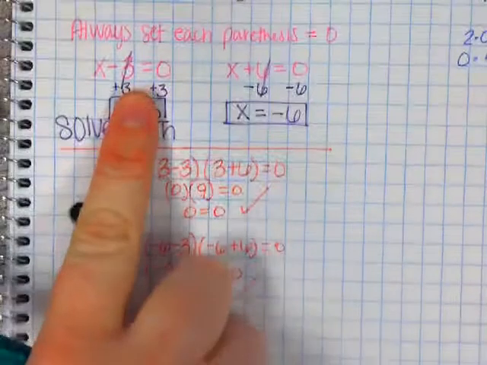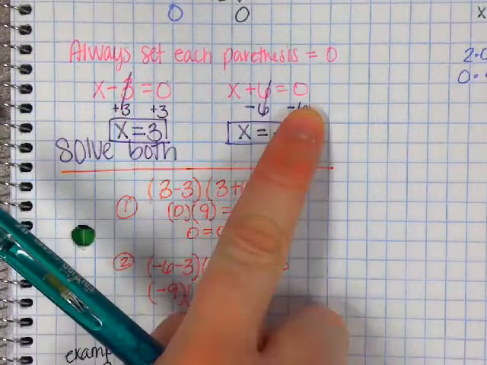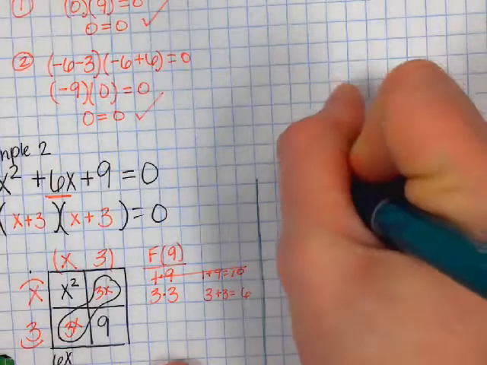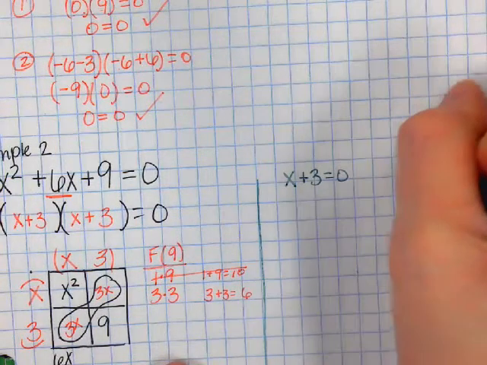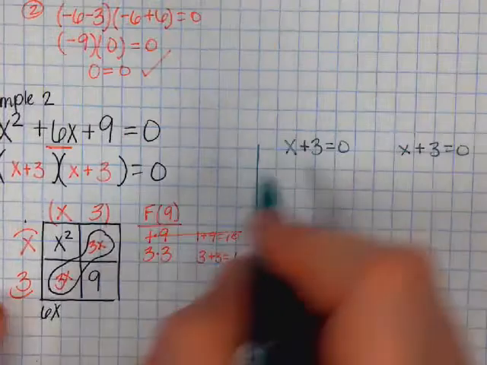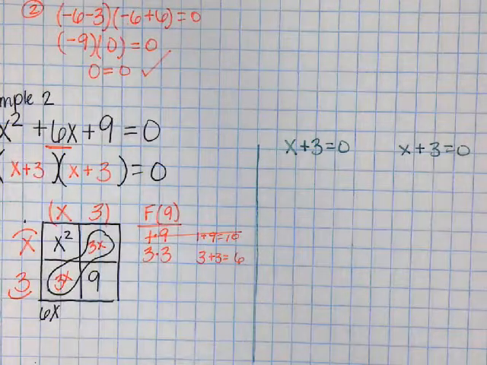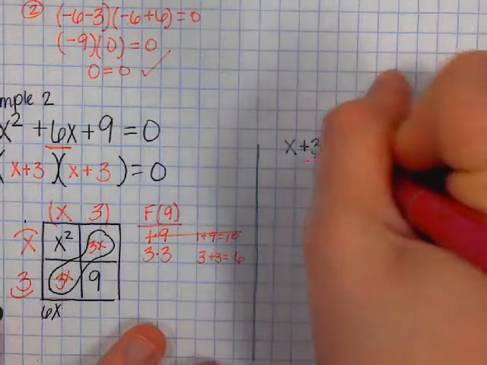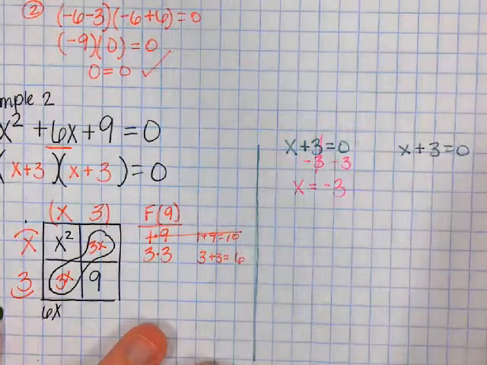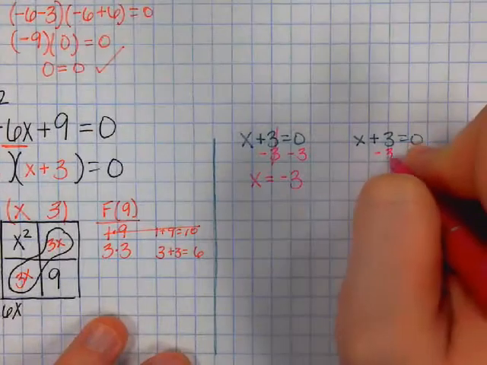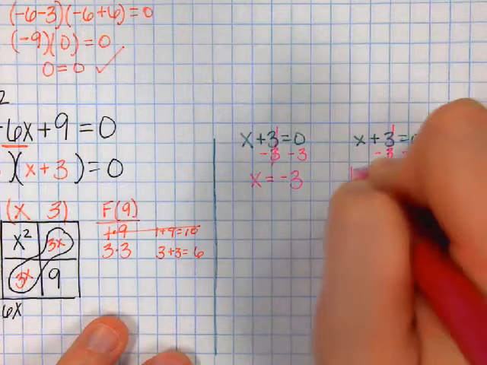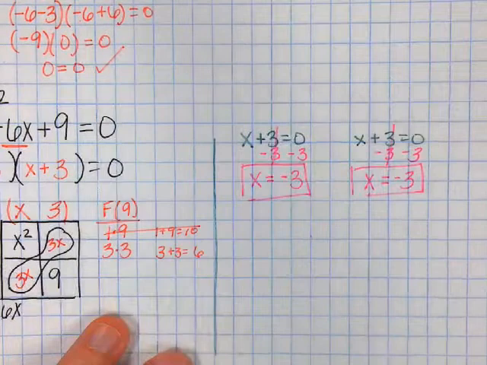Okay, now I actually do the solving part. So now I start these steps where I set both parentheses equal to 0 and then solve. So I'm going to do x plus 3 equals 0 and x plus 3 equals 0. Okay, then I need to subtract 3, subtract 3. So x equals negative 3. And then subtract 3, subtract 3. x equals negative 3.